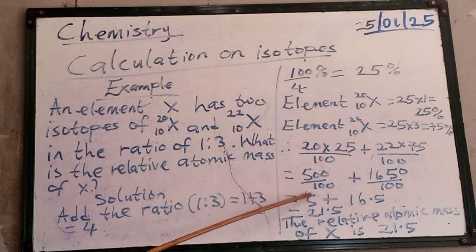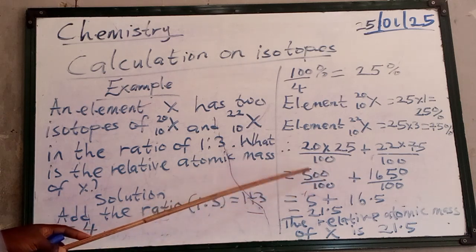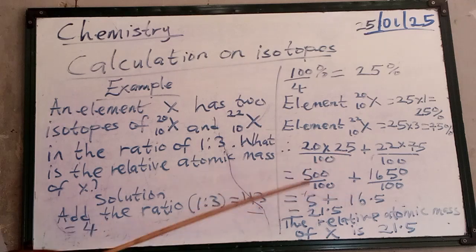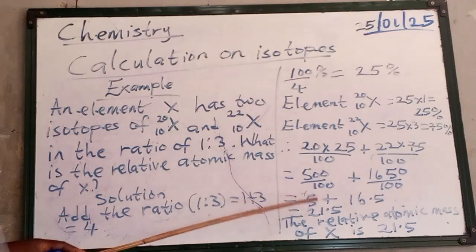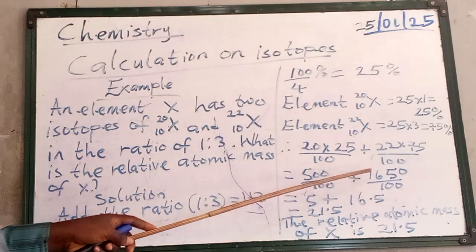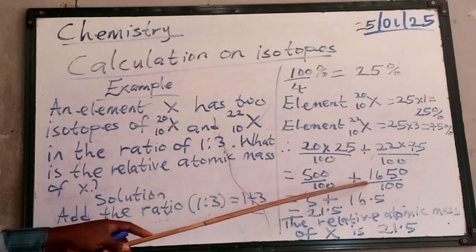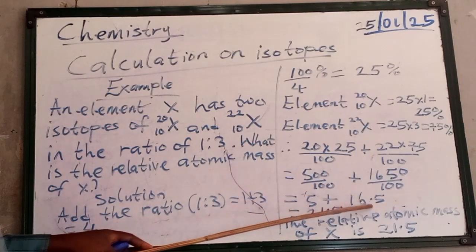And after doing that, you don't have to find any LCM. What you are going to do is just divide them. Since the denominators are the same, you don't have to find any LCM. So here, 500 divided by 100 is 5, plus 1650 divided by 100 is 16.5.